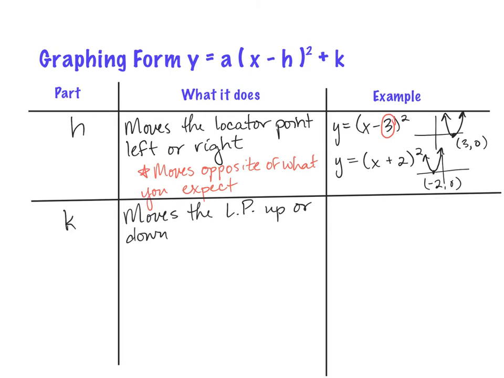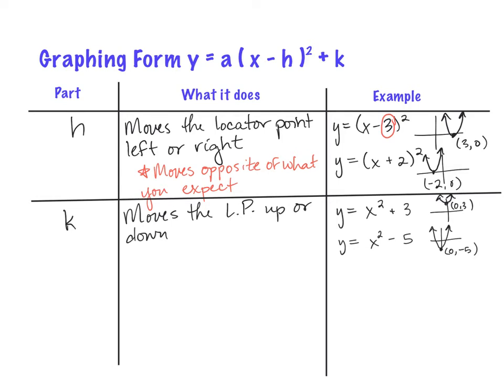Sorry about that. Okay, so if I have y equals x squared plus 3, it's going to take my graph and move it up 3. And this is just a rough sketch. So that would be the point 0, 3. If I have y equals x squared minus 5, it's just going to move that down 5. So that would be 0, negative 5. So that is that part.